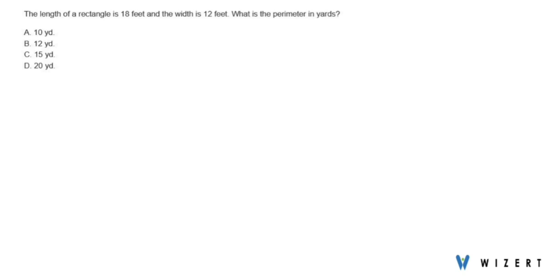The length of a rectangle is 18 feet and the width is 12 feet. What is the perimeter in yards? We have to find out. So first of all, let us draw a rectangle.